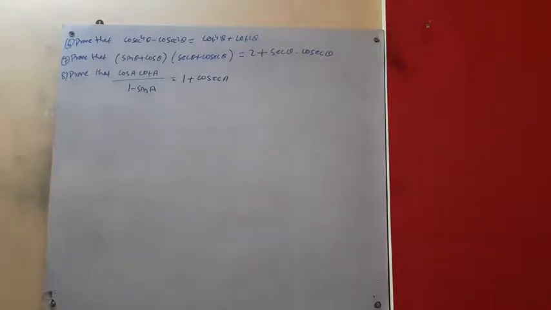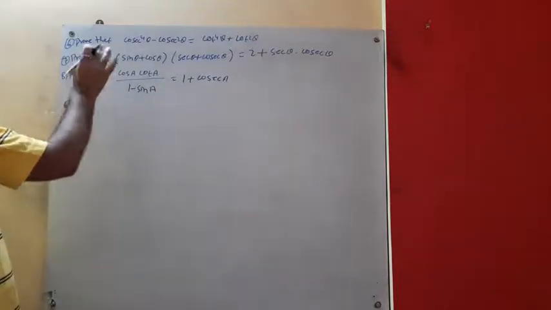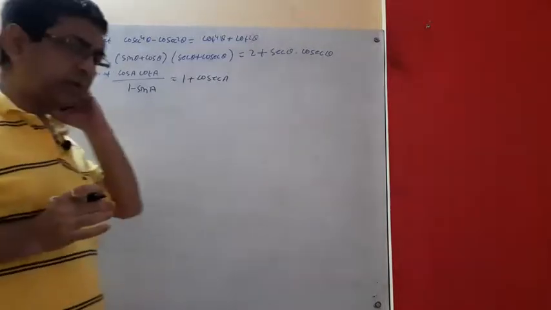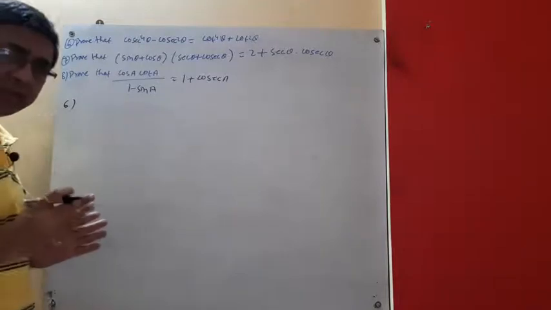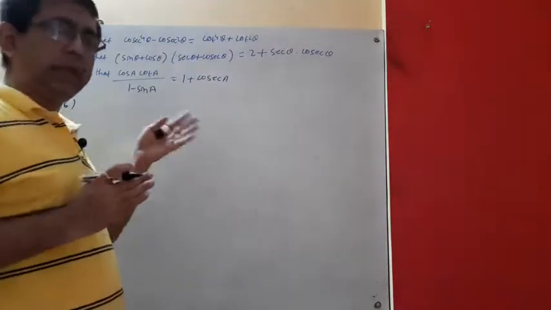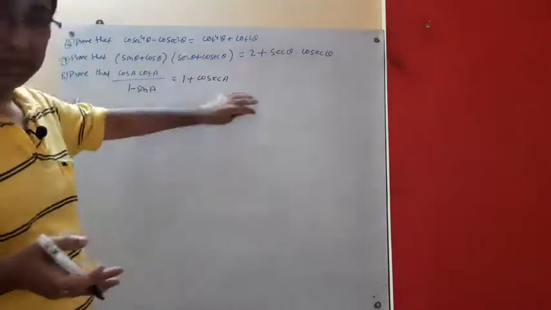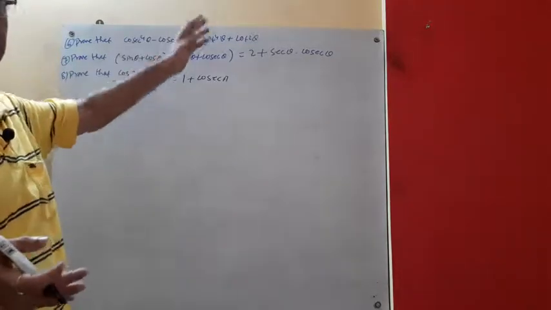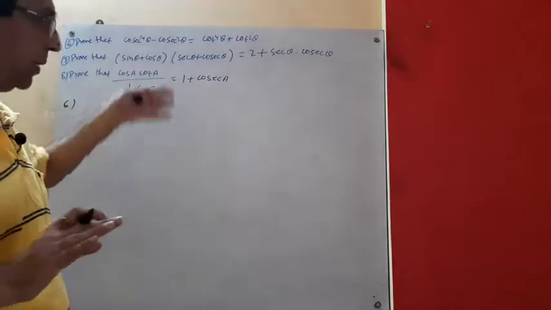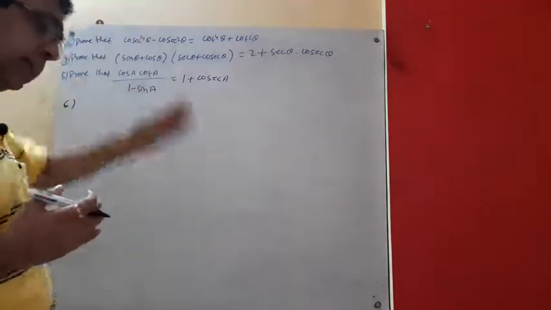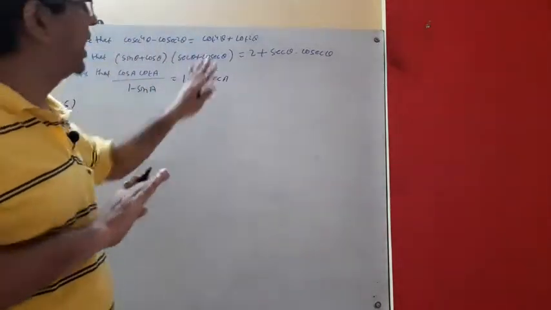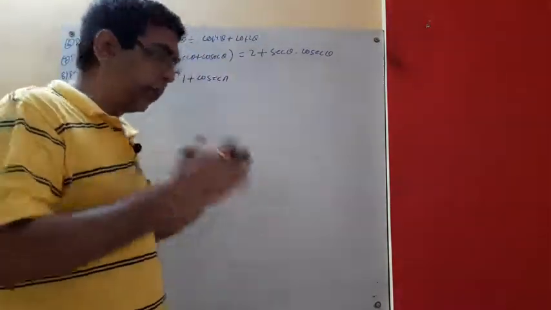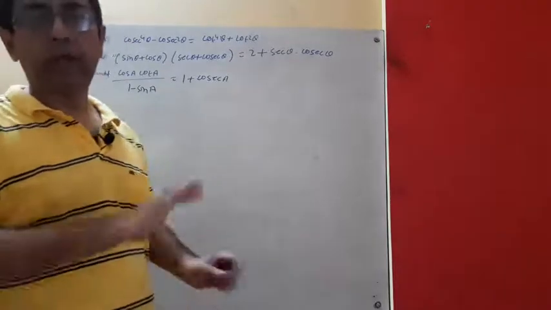Now question number 6. Prove that this one equals the other. In case of a proof, what we will do is just write the LHS. If the RHS comes directly from the LHS, then there is no problem, as whatever we have done so far. If it doesn't come, then we write the LHS and keep the expressions there, and then we write the RHS and try to compare or match them.